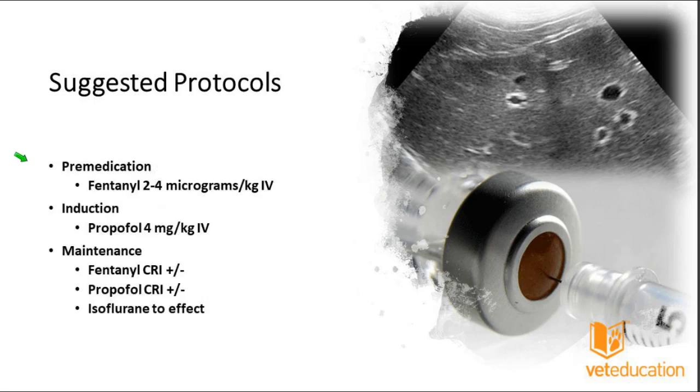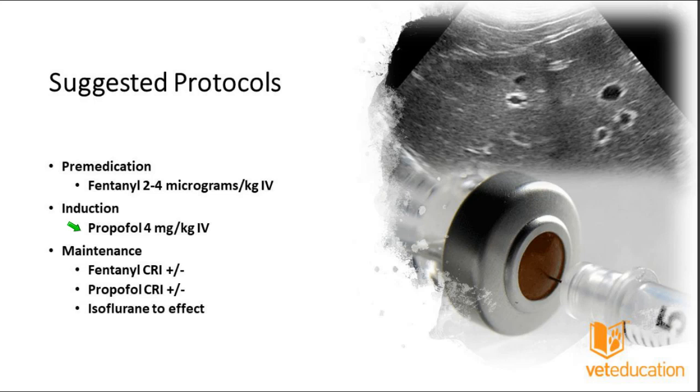As far as other suggested protocols, we've already got fentanyl perhaps as a pre-med, 2 to 4 micrograms per kilo IV, and we give propofol as an induction agent. Then we can maintain our patient on fentanyl and propofol CRIs, with isoflurane just enough to effect. I've used this myself in some patients with acute liver disease to place feeding tubes, and it gives really nice anesthesia, fairly stable in terms of blood pressure and so on. The trick is to keep the isoflurane as low as you can, even though it's not metabolized in the liver that much. Propofol and fentanyl combined as an anesthetic combination are really helpful.